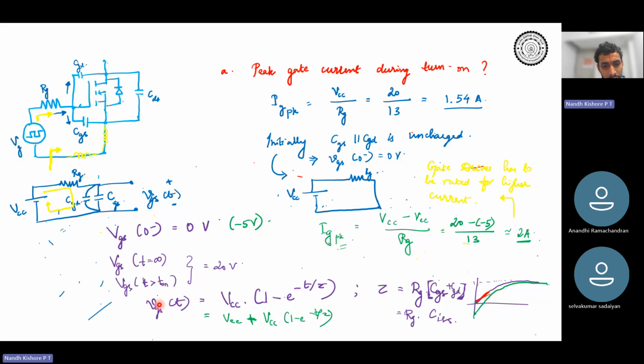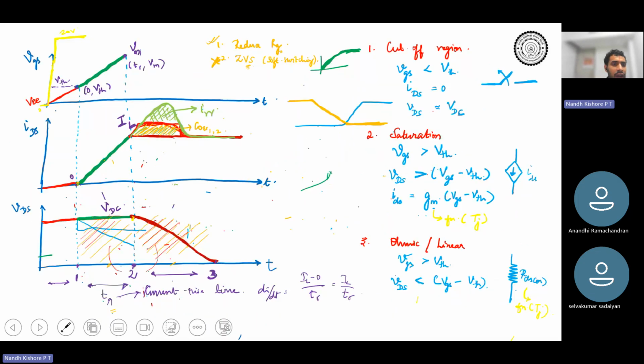How would the gate source voltage increase? It would increase based on this particular relation. It's just an RC network: VCC into 1 minus e power minus t by tau. This is how the gate source voltage is expected to increase. But for simplicity, we said let's assume this particular region is linear, which is why I have marked it in red. So the gate source voltage increases linearly.